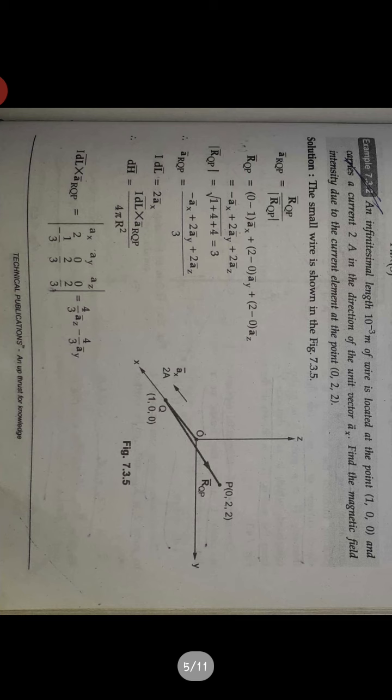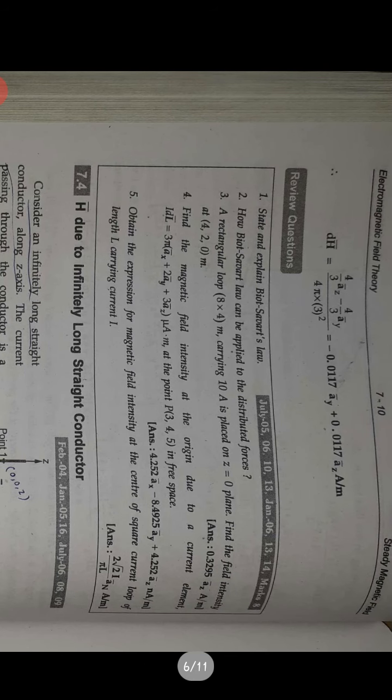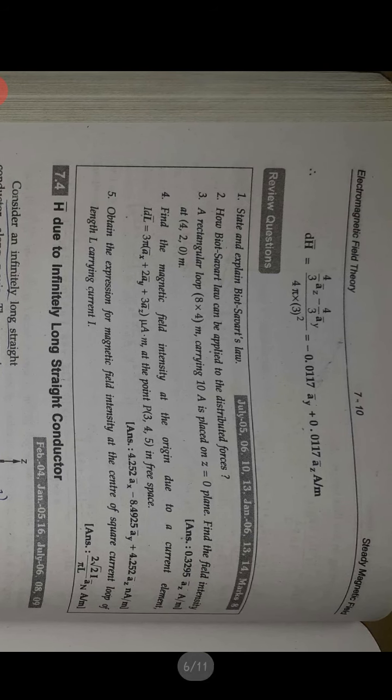Again it is a Cartesian system, ax, ay, az. The coordinates of IdL have only the x component, there is no y component, there is no z component. Therefore we write 2, 0, 0, and the coordinates of aRQP are minus 1 by 3, 2 by 3 and 2 by 3. If you can solve this, finally you will get the dH vector equal to 0 minus 0.0117 ay plus 0.0117 az ampere per meter.